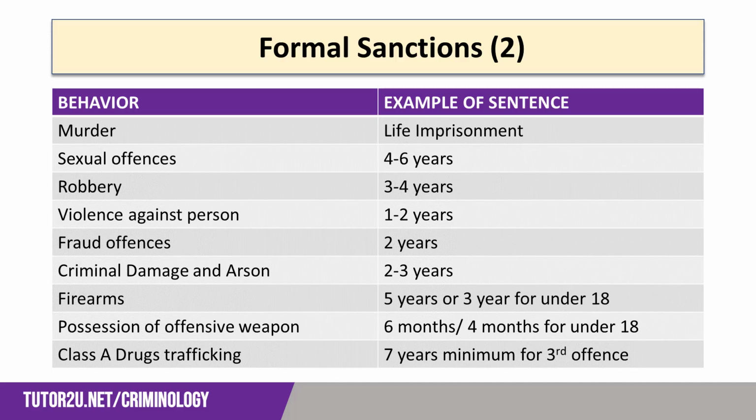Firearms offences carry minimum sentences of 5 years for people over the age of 18 and 3 years under the age of 18, while possession of an offensive weapon carries a minimum of 6 months or 4 months for under 18s. And Class A drug trafficking carries a mandatory minimum of 7 years if an offender is found guilty of the offence for a third time.